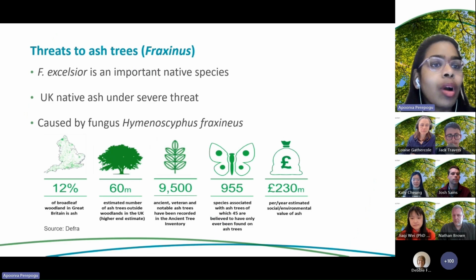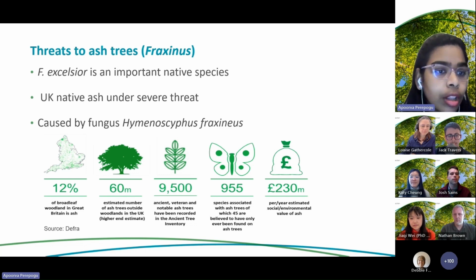I'm sure you've already heard Nathan's talk and have an introduction on ash dieback. Fraxinus excelsior, European ash, is an important native species in the UK, and it is under severe threat due to ash dieback, caused by the fungus Hymenoscyphus fraxineus. From the data, 12% of the broadleaf woodland in Great Britain is ash, an important species which is under threat.